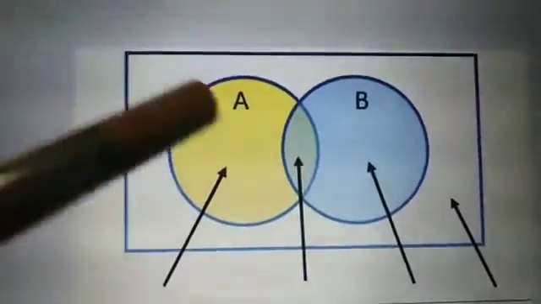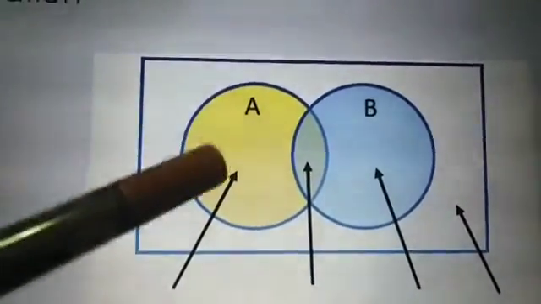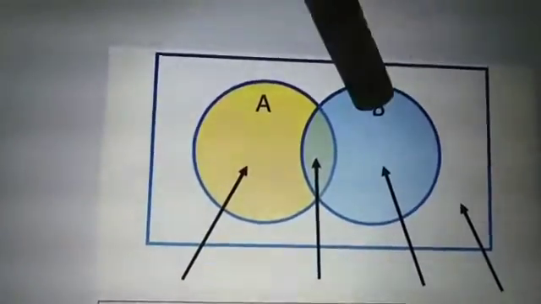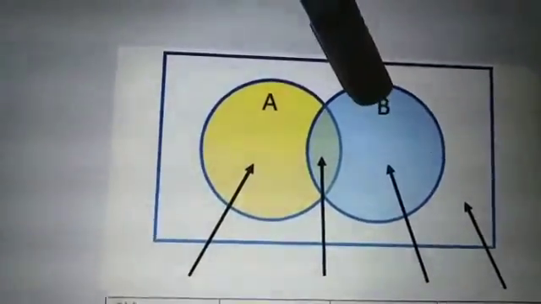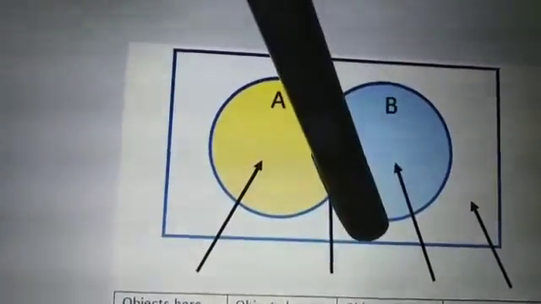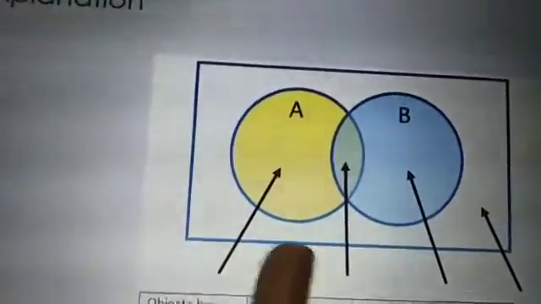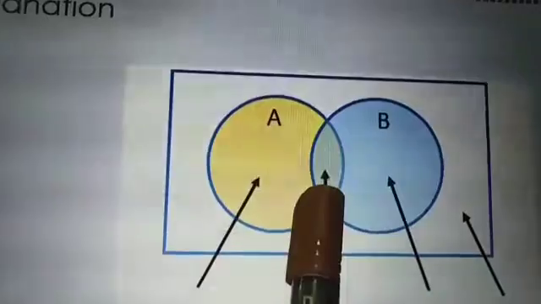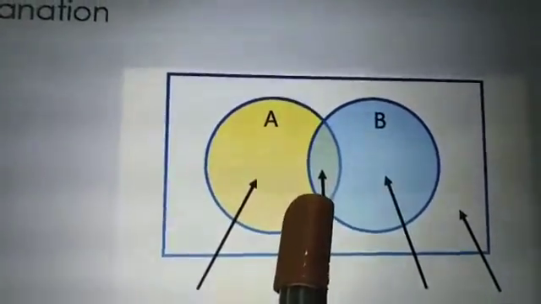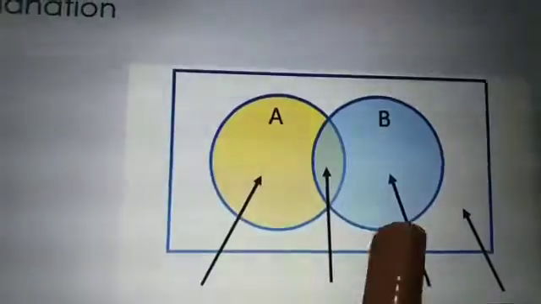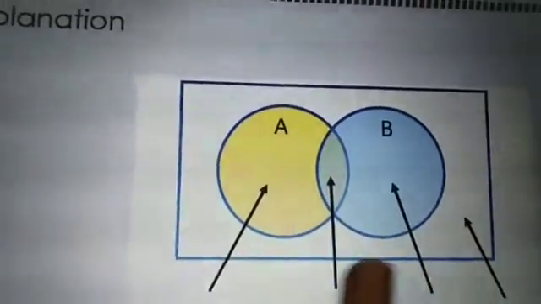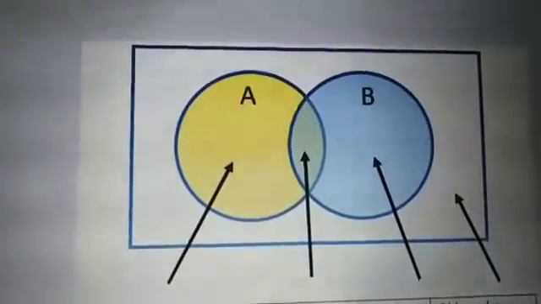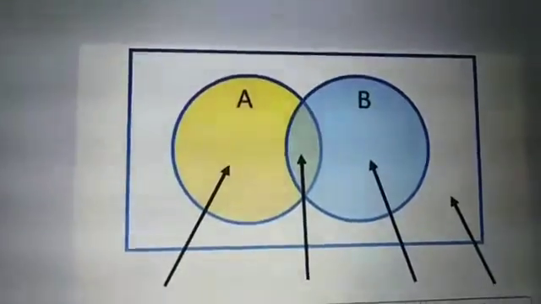If there is an object in circle A, this means that this object belongs to A only. If there is an object in this part of circle B, this means that this object belongs to B only. But if there is an object that comes in the overlap between A and B, this means that this object belongs to both A and B. And if there is any object that is out of the two circles but inside this white space around the circles, this means that this object doesn't belong to both A and B.